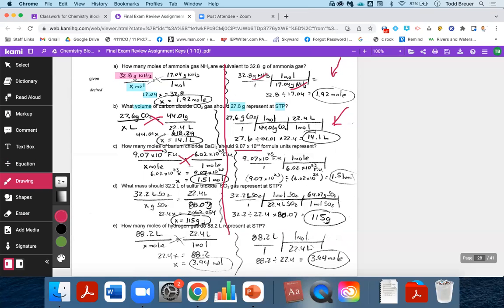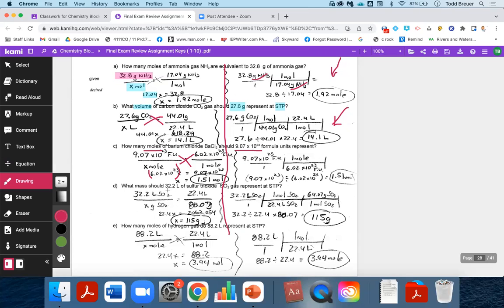We cross multiply, we get a formula. 6.02 times 10 to the 23rd x is equal to 9.07 times 10 to the 23rd. We divide each side by 6.02. Don't forget the times 10 to the 23rd, right? And we'd end up with 1.51 moles. Just be careful how you use your calculators. If you're using your calculator, you'll probably want to put 6.02 times 10 to the 23rd in parentheses and 9.07 times 10 to the 23rd in parentheses to avoid what we call order of operations errors.